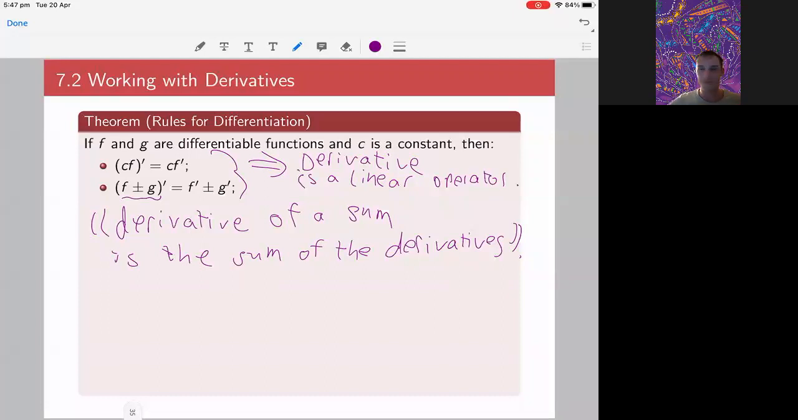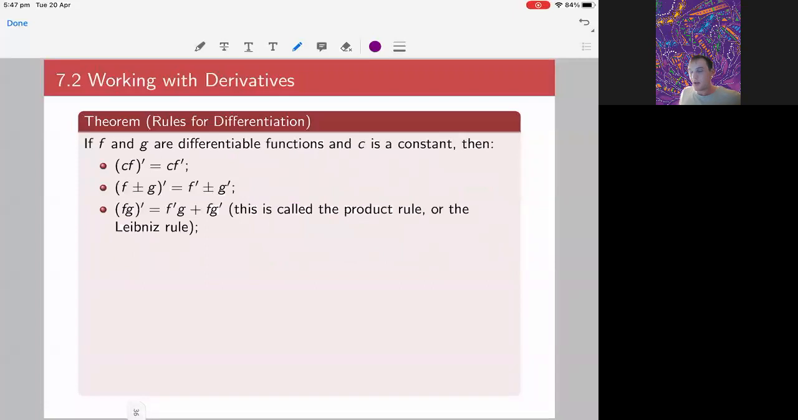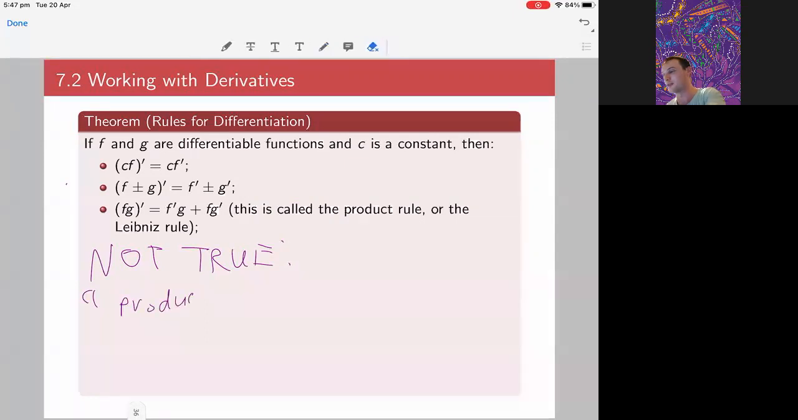Well, what comes next? Now things start to get a little surprising, perhaps. The products. This is called the product rule here. Now, unlike addition, it is not true that the derivative of a product is the product of the derivatives.